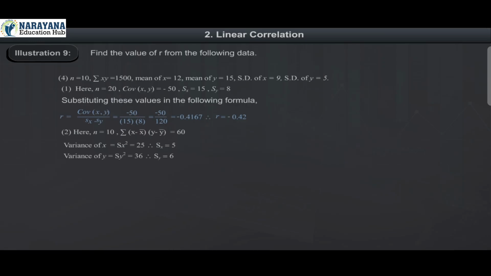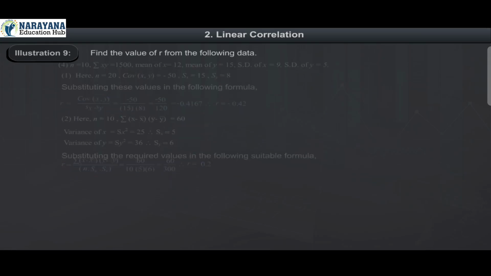Therefore, Sy is equal to 6. Substituting the required values in the following suitable formula. R is equal to sigma (x minus x bar) into (y minus y bar) divided by n into Sx into Sy, which is equal to 60 divided by 10 into 5 into 6, which is equal to 60 divided by 300. Therefore, R is equal to 0.2.